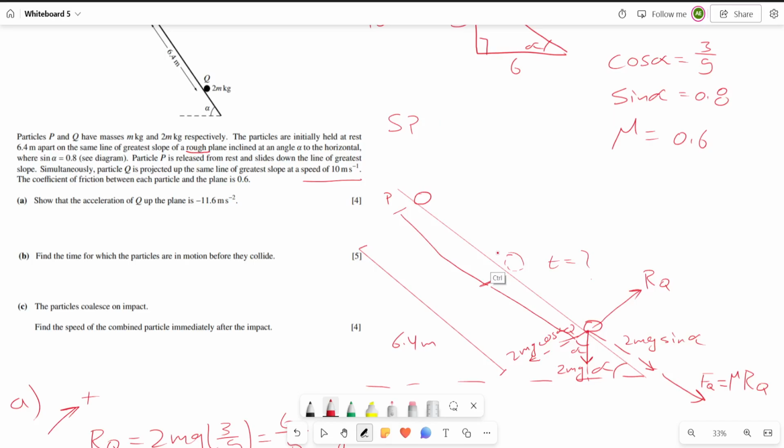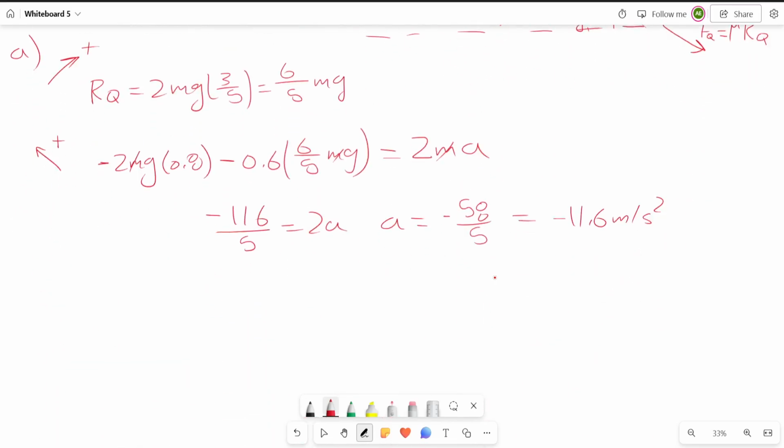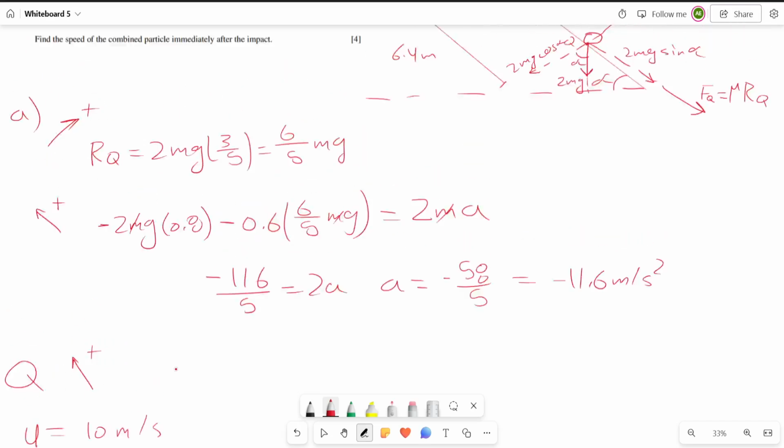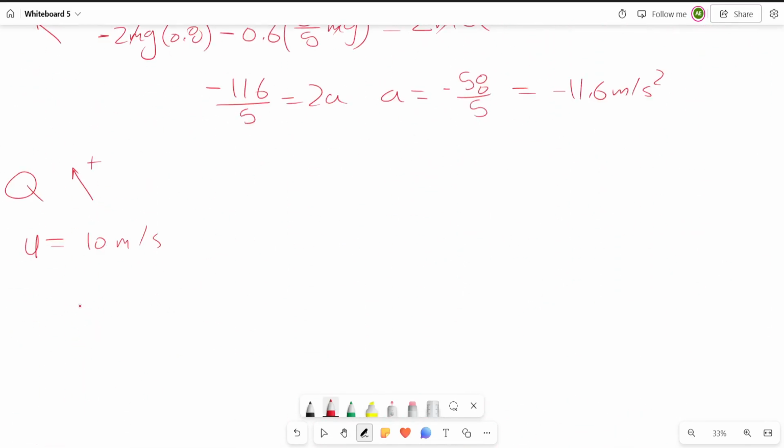And let's solve to showcase that more accurately and to understand it even more. So let's start by thinking about particle Q. I will take the direction up the slope as positive. I have my U, which is 10 meters per second from the question. It's 10 meters per second up the slope, so it's positive. I have my V. I want to see when V is 0, or when Q is stationary, because this point is what I'm interested in.